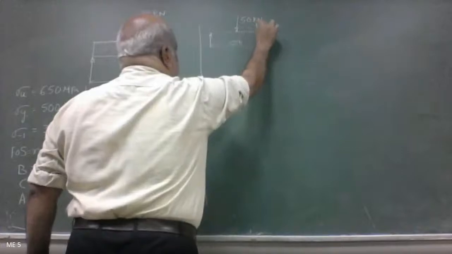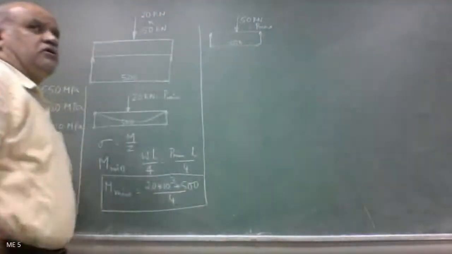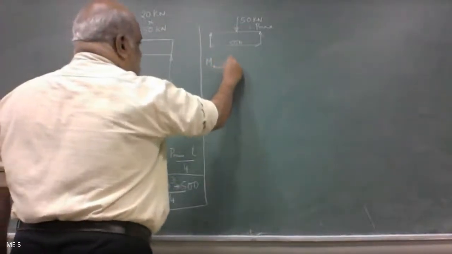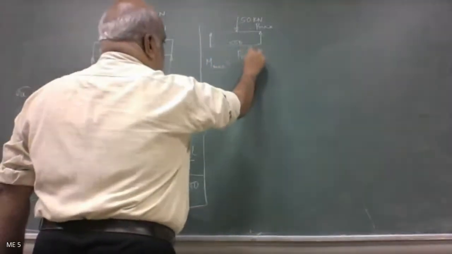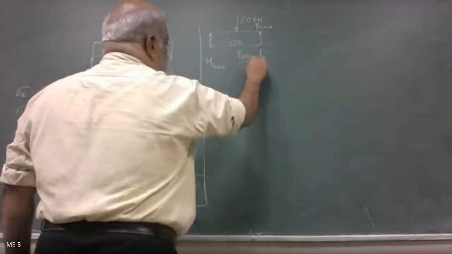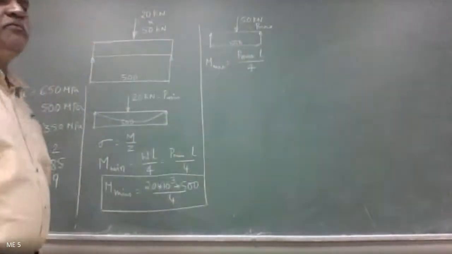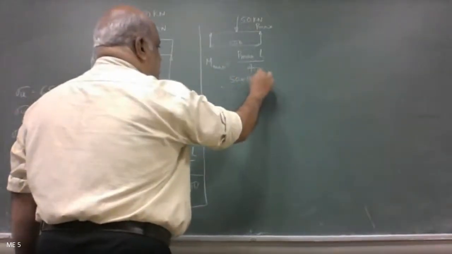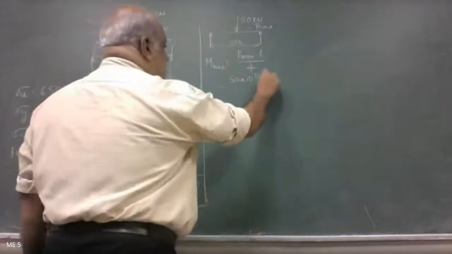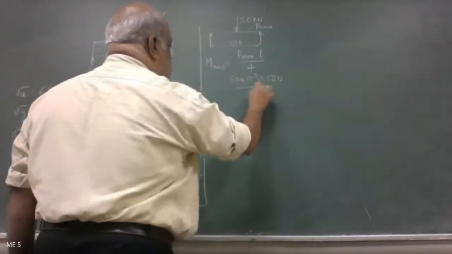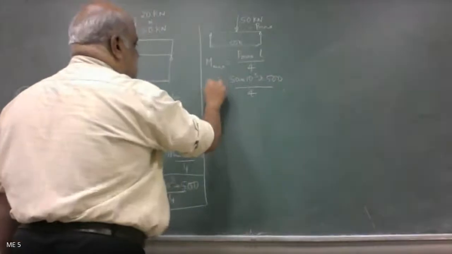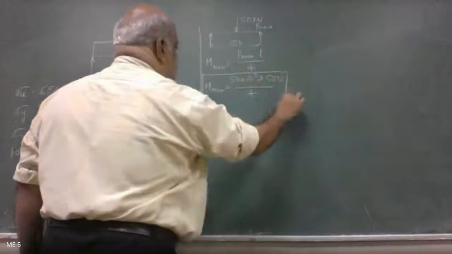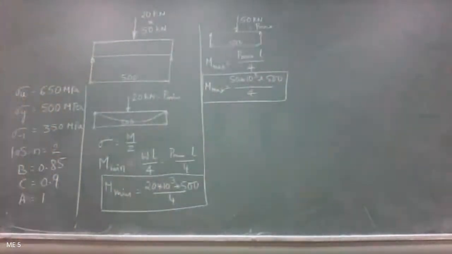I take it as P max, or W max, or whatever you want to call it, it's load, right? So therefore, M max is equal to P max into L by 4. WL by 4 is equal to P max L by 4. So P max is 50 into 10 power 3, correct? Into length is 500 mm, length of the bar, divided by 4. Okay, so this is M max. This will give you bending moment maximum.